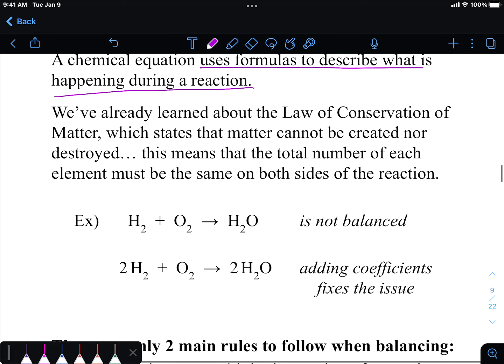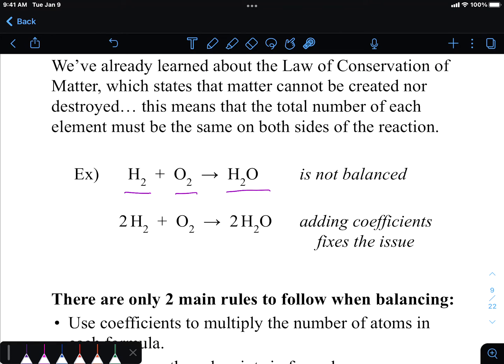So, if this is a reaction, hydrogen plus oxygen forming H2O, if we counted the number of atoms on both sides, this is not balanced, right? We have the hydrogens to be the same on both sides, but the oxygens are not. So, when you balance an equation, we're just going to write in numbers. We'll add a 2 here and a 2 here.